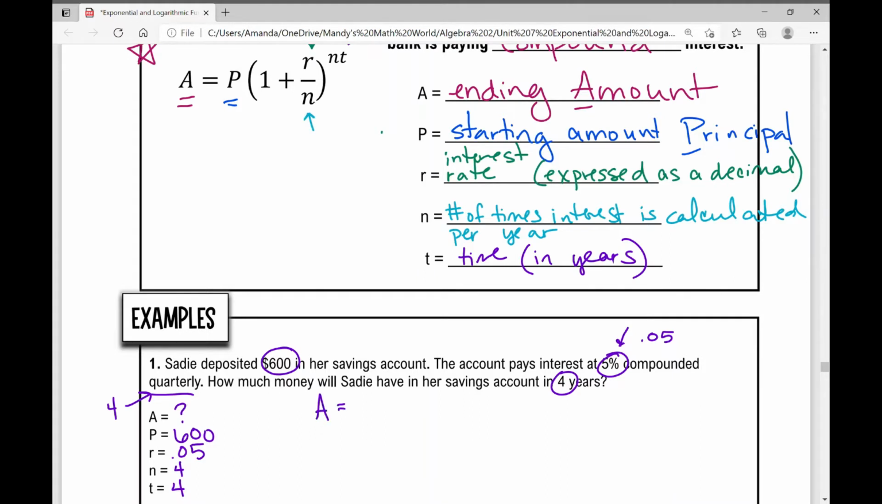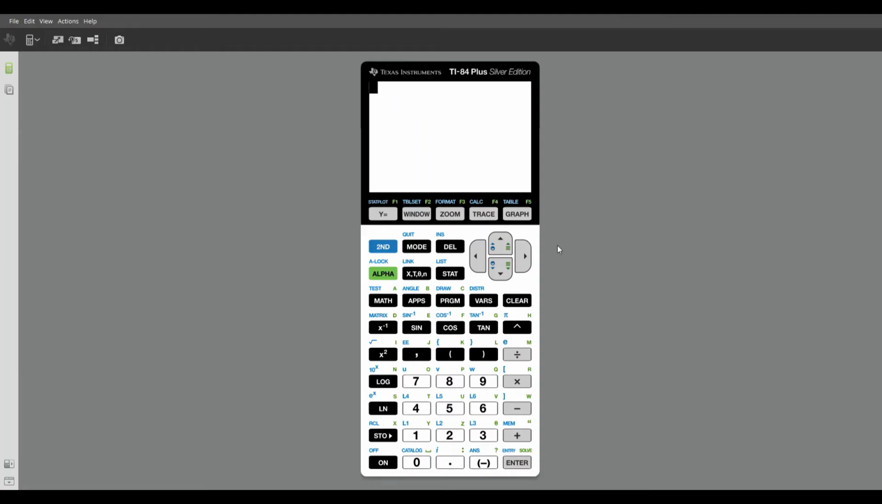A is what we're looking for, that ending amount. She's starting with 600 times 1 plus, we're going to put our rate over the number of times it's compounded per year. So 0.05 over 4 raised to the power of N times T. That's 4 times 4. And now I'm going to show you how to plug this into your calculator. Let's make sure you're plugging this into your calculator correctly.